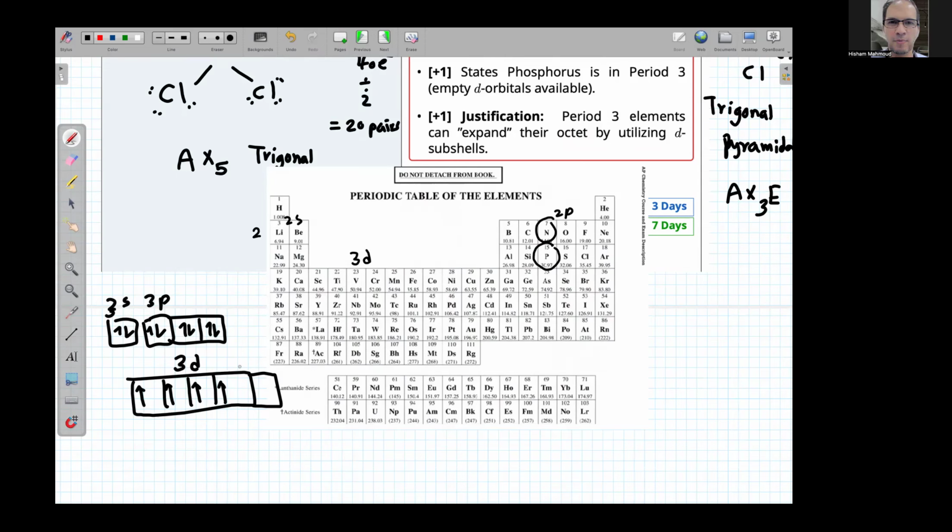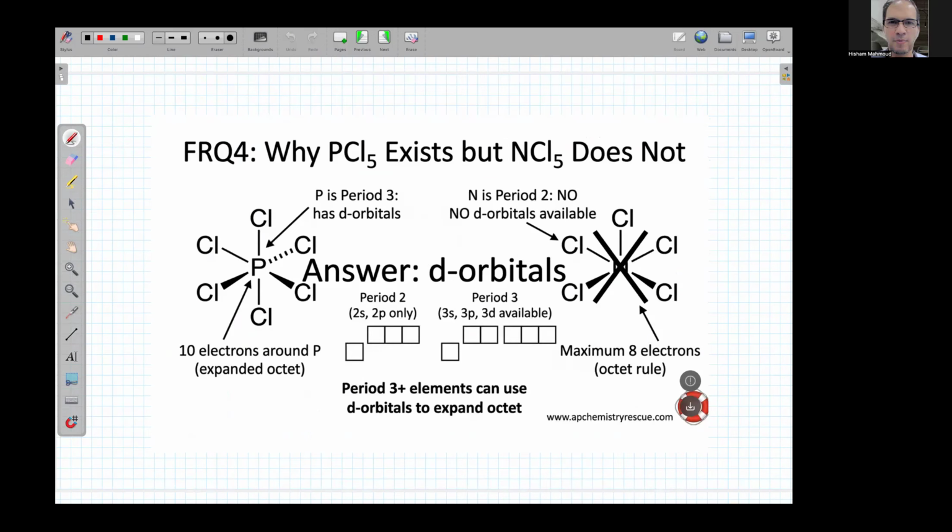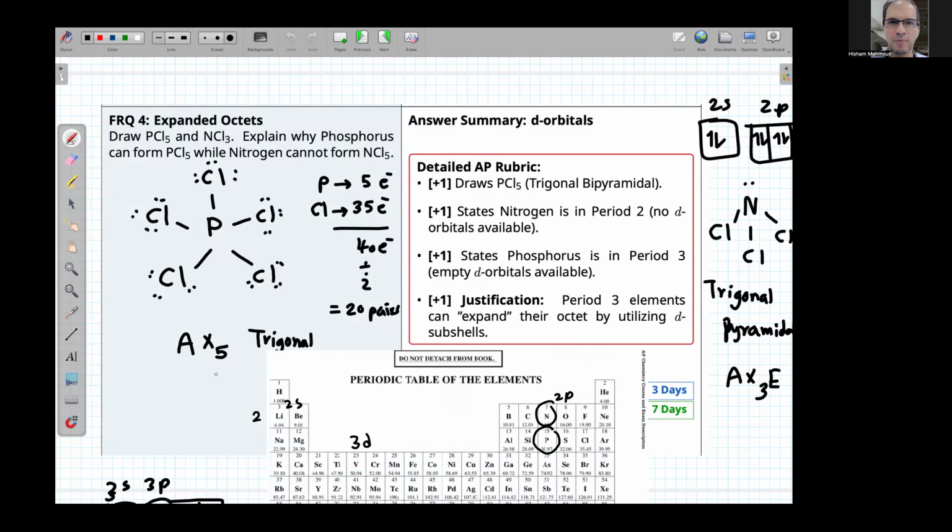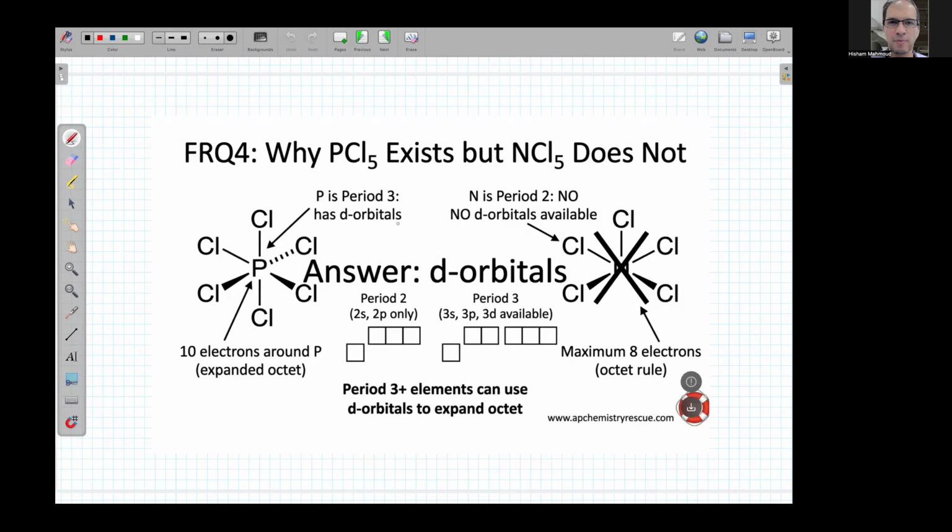So the bottom line: period 3 and beyond. Anything in period 3 or more, 3, 4, 5, can expand their octet by utilizing the d orbitals. Period 2 elements like nitrogen cannot because they have no d orbitals available.